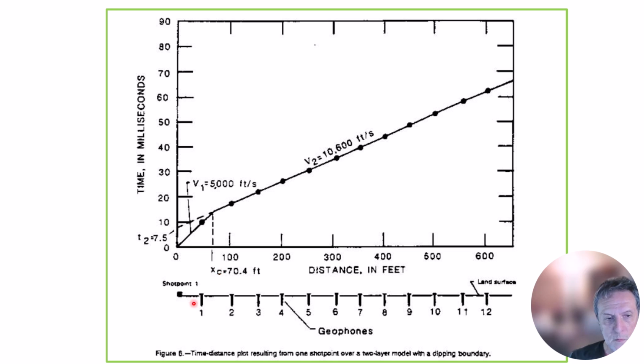Let's see. So here's a geophone array. Velocity 1 is 5,000 feet per second. Velocity 2, 10,000 feet per second. So this shows, as you might typically expect, that surface or near surface materials have lower velocities, therefore they're less dense than the deeper, higher velocity materials.